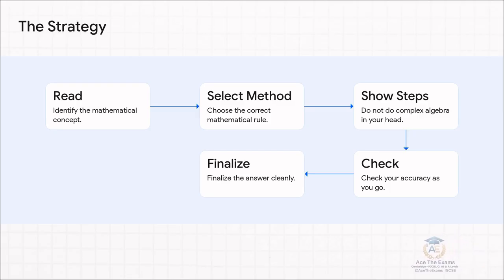1. Read the problem carefully, identifying exactly what mathematical concept is being tested. 2. Select the method. Is it asking for the quotient rule or the chain rule? 3. Show your steps explicitly. Please do not try to do complex algebra in your head. 4. Check your accuracy as you go. And 5. Finalize the answer cleanly. Let's look at a really concrete example of what happens when you decide to skip step 3.